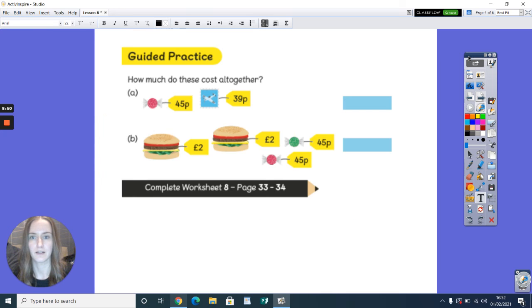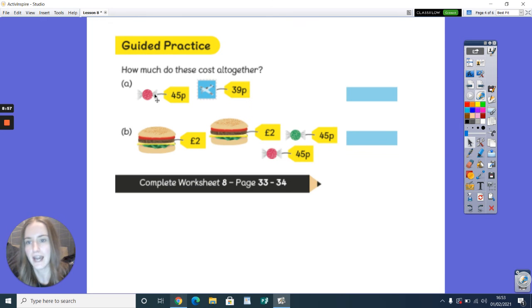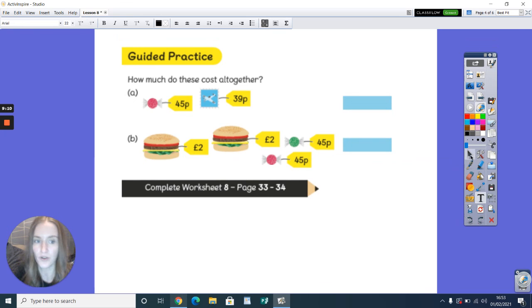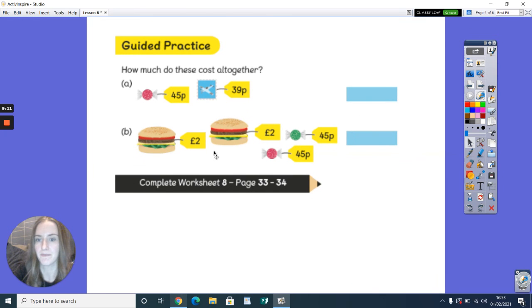Okay. Right, your guided practice. We have got some items. We have got a sweet, which got a label attached to it, 45p, and a stamp thing for 39p. How much did they cost all together? If you need to draw tens and ones, you may do that. And then, how much did the 2 burgers cost? Oh, we've got pounds. And how much did the 2 sweets cost?